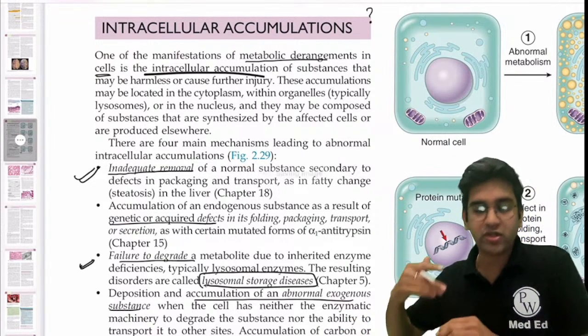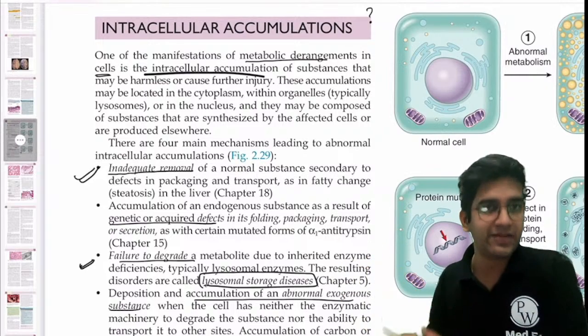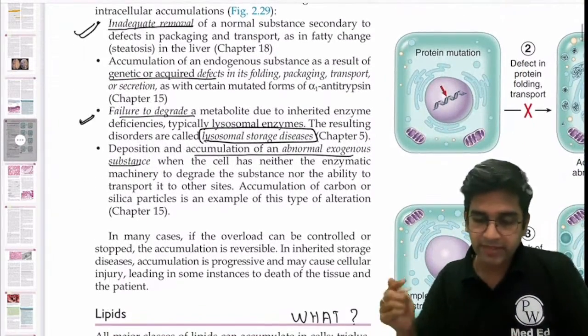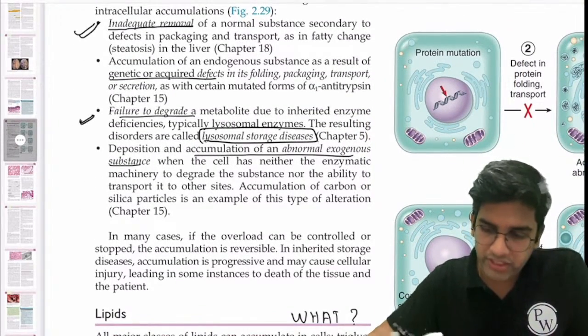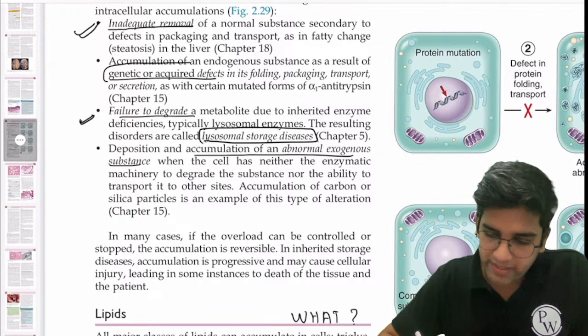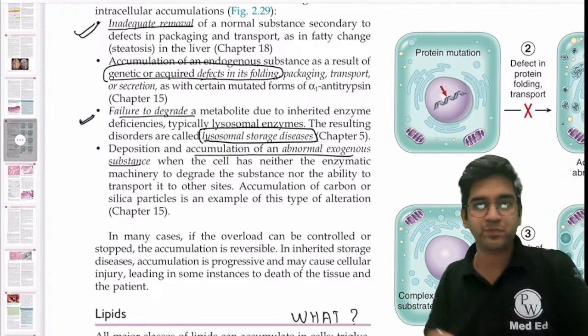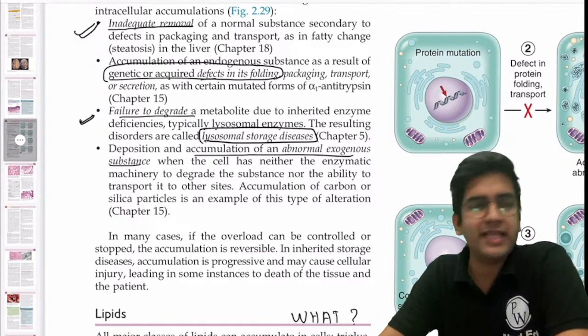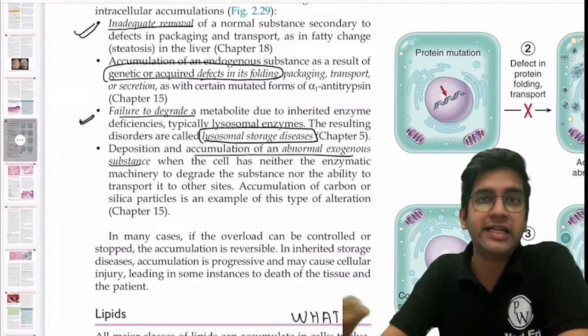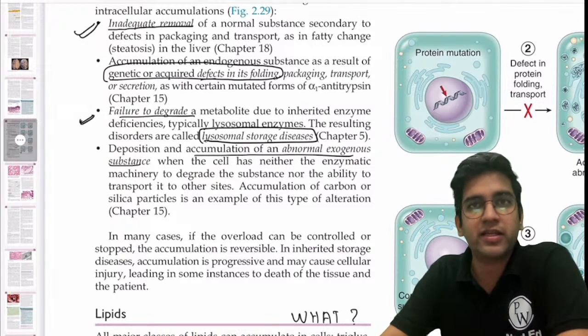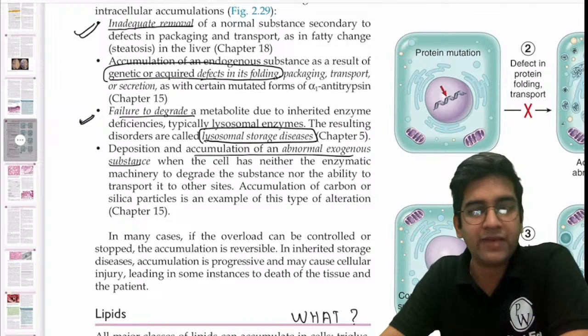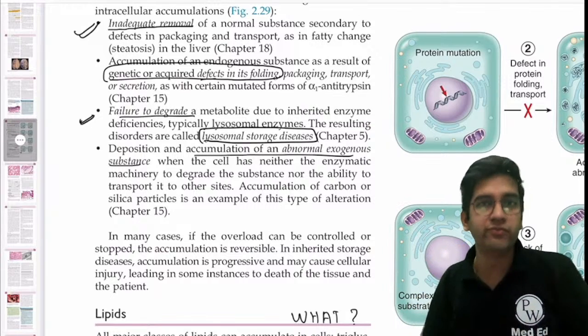Okay, so because of failure to degrade, yes, I can have some accumulation. Or else there could be an accumulation due to a genetic or an acquired defect in the folding of a protein. Let me give an example which you might already know. I'm having a defect in the folding of a protein. Have you guys heard about something called chaperones in your biochemistry? Chaperones help in protein folding, right?